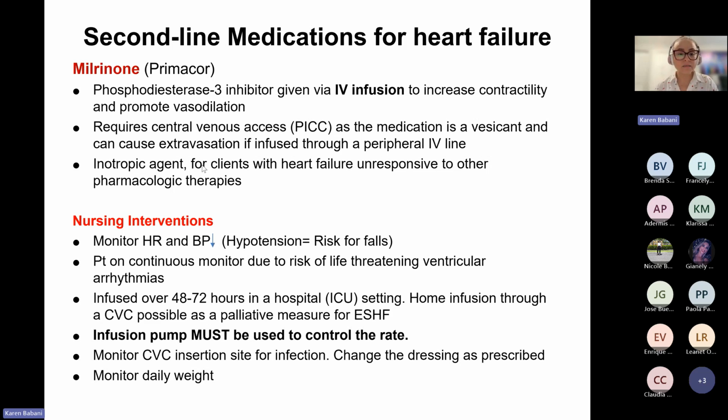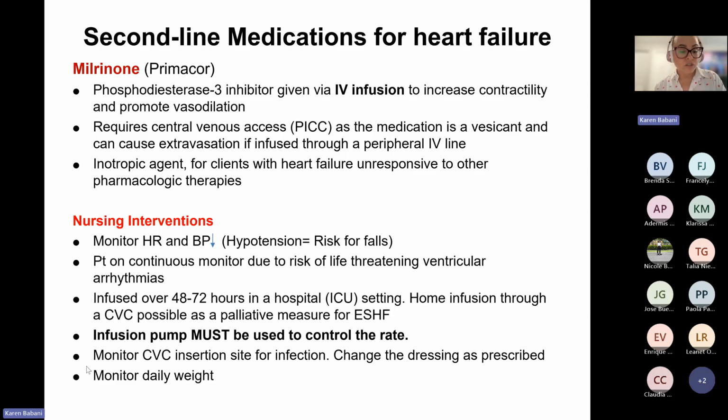What else? This is an inotrope medication. When do we give these medications? When you try all those other medications, the first line, and none of those works, which is why I said usually this patient is either on a step down or an ICU, because if all those other medications aren't working, the condition's probably worsening and this patient needs a different level of care.